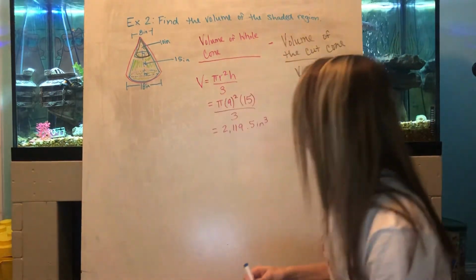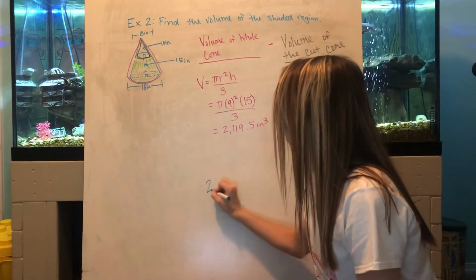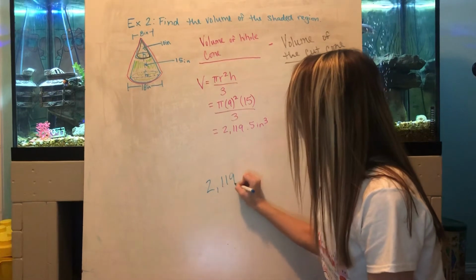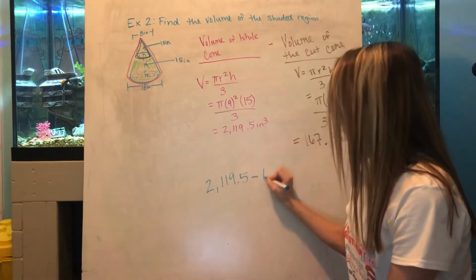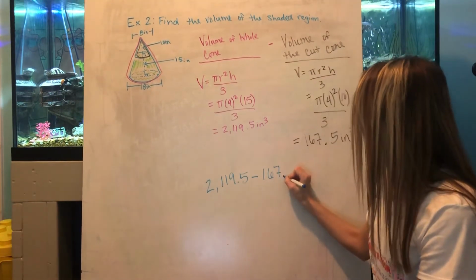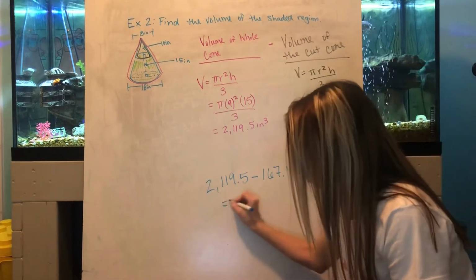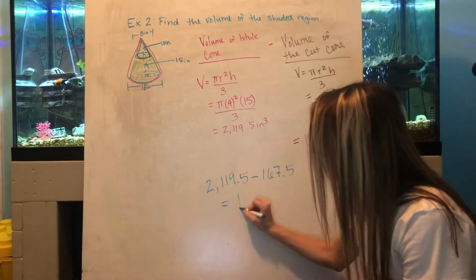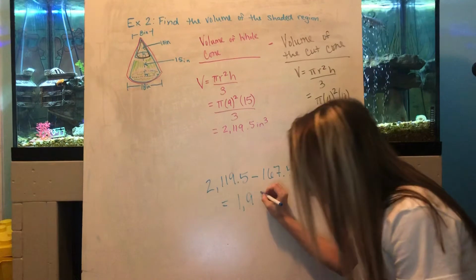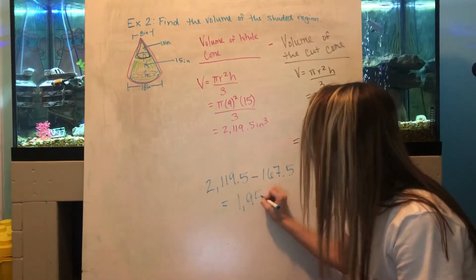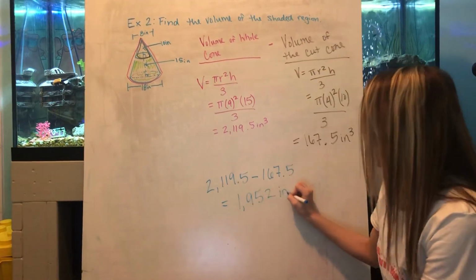So we have 2,119.5 minus 167.5 equals a grand total volume of 1,952 cubic inches.